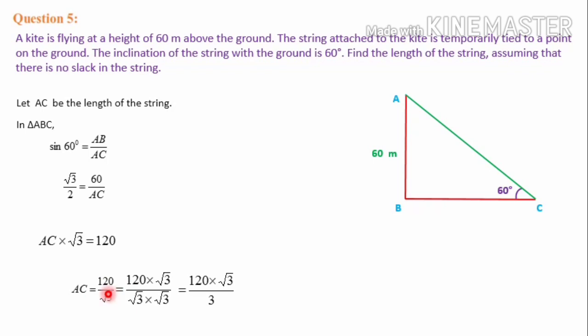Then rationalize the denominator. Here the denominator is an irrational number, root 3. Just multiply root 3 in the numerator and denominator. So 120 into root 3 divided by root 3 into root 3, which is 3. So 3 and 120 we can cancel. That is 40 root 3 meter. So the length of the string is 40 root 3 meter.